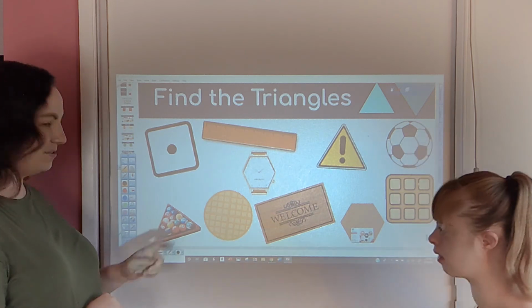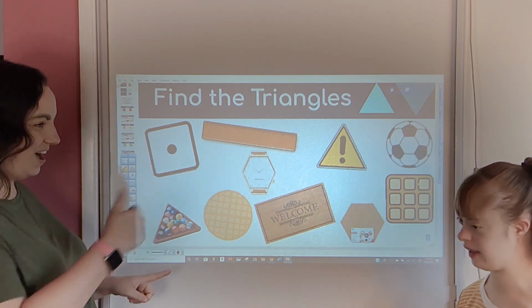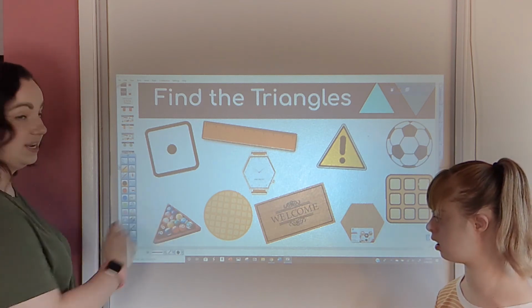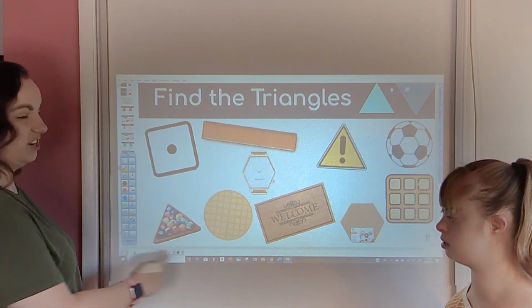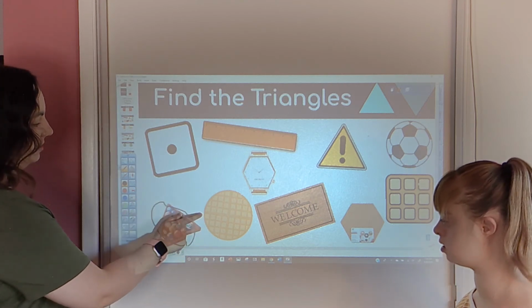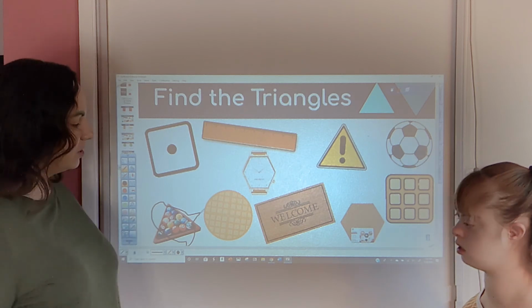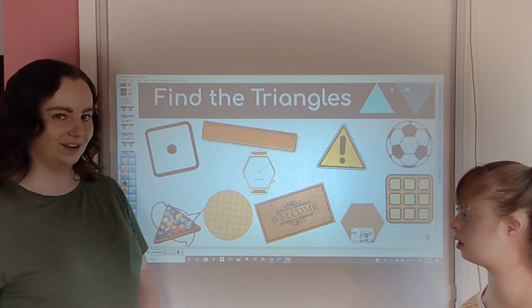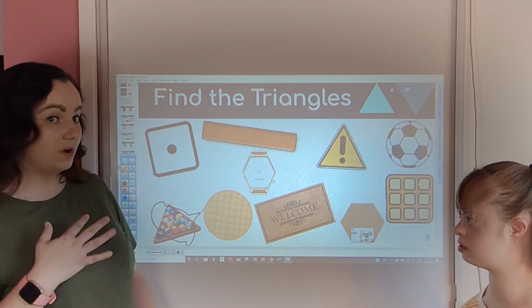Oh, she even found the trickier one first. Nice job. Right there. One, two, three sides, three vertices. That's a triangle right there, kind of holding the pool game equipment. Nice. Triangle in real life? Okay, maybe you found that one, maybe not.